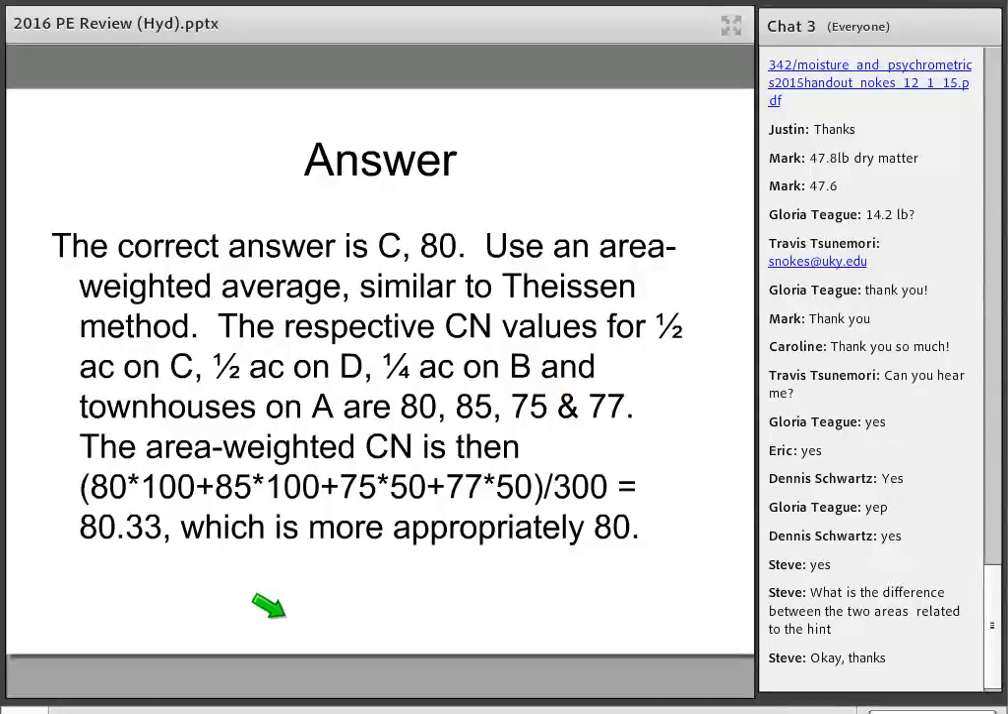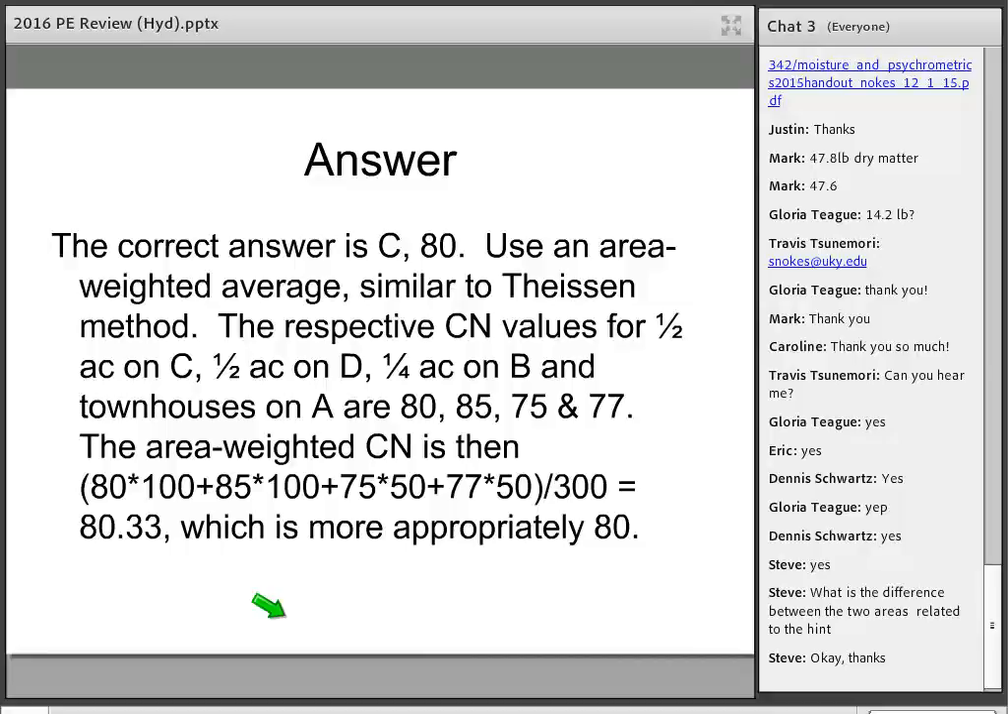Correct answer is still 80, but for a different reason. You've got the 80 curve number times 100 acres, the 85 curve number times 100 acres, the 75 curve number times 50, and the 77 curve number times 50, divided by the sum of 100 plus 100 plus 50 plus 50, which is 300, and that's 80.33, which, given the chart and how well you can do it, you're still going to call it 80, but it's a more refined answer because you've actually done that.